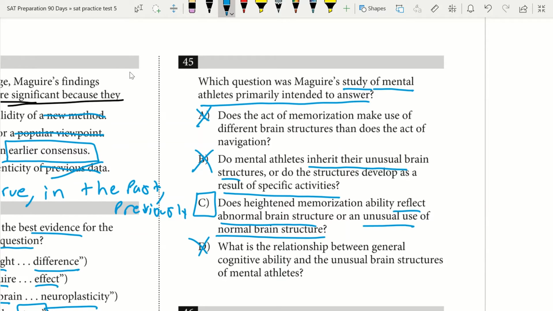And obviously, once you find your correct answer while going through the SAT reading section, you don't have to read the other answers if you're confident that your answer is correct. So if you found C and you're confident it's correct, you wouldn't have to read through D. In this case, I'll read through D just to show you why it's wrong. D says, what is the relationship between general cognitive ability and the unusual brain structures of mental athletes? The key thing here is that the brain structures of mental athletes aren't actually unusual. It's just the way they're using their brains that is unusual.